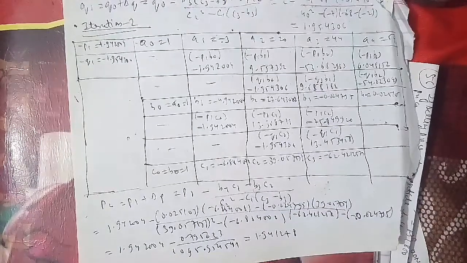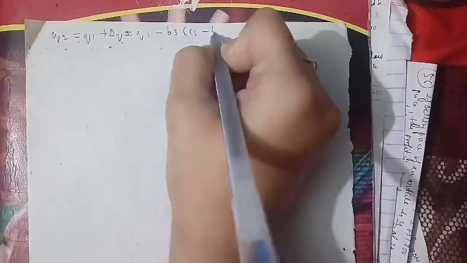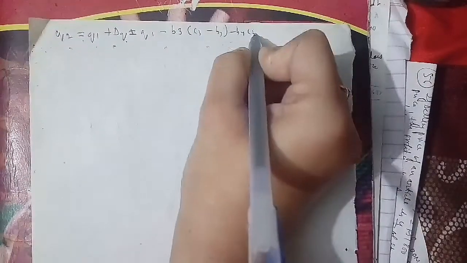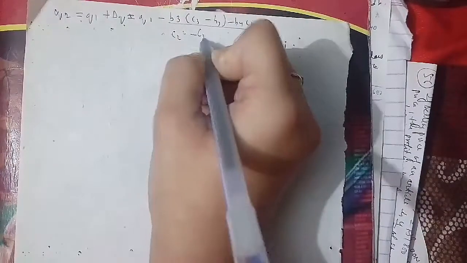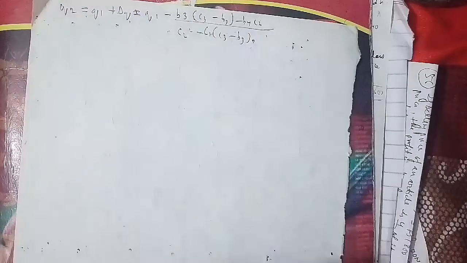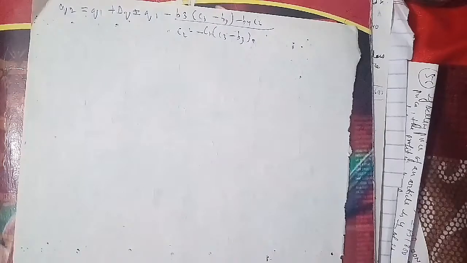For the Q2, which equals Q1 plus delta Q, that equals Q1 minus (B3 C3 minus B4 C2) upon (C2 square minus C1 C3 minus B3). We'll put the value and that is what we'll talk about, and then we'll have to find out the same, and that is an important one, of course. So here we'll put the value.